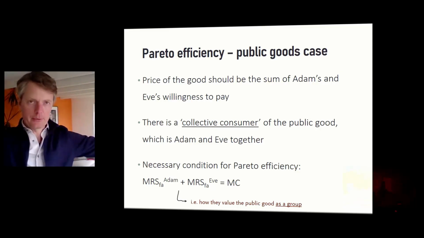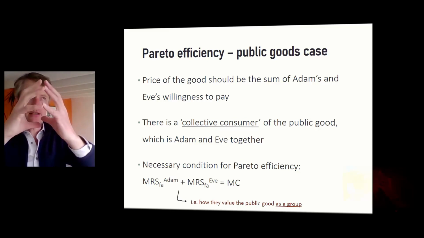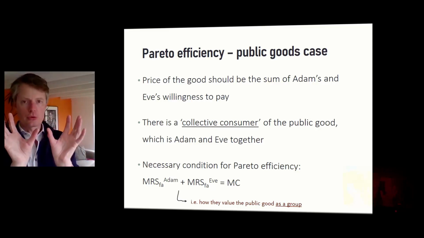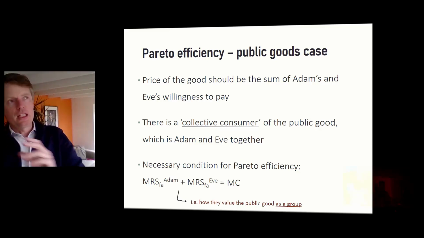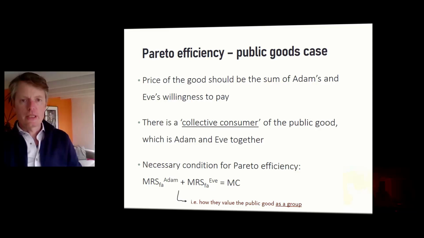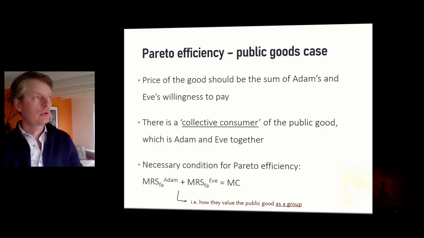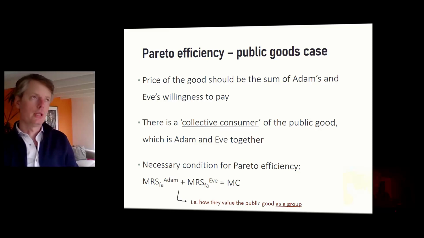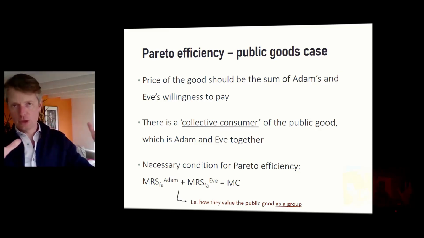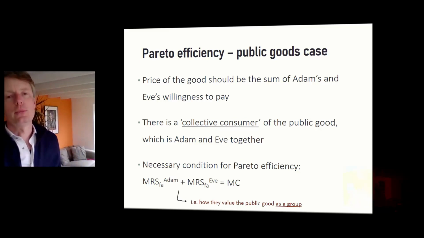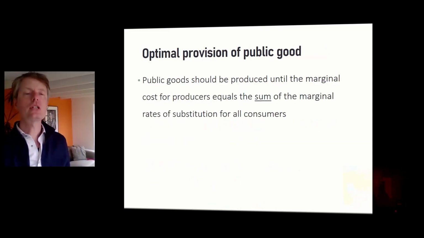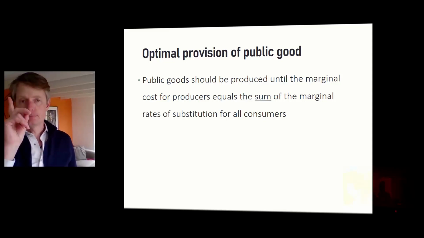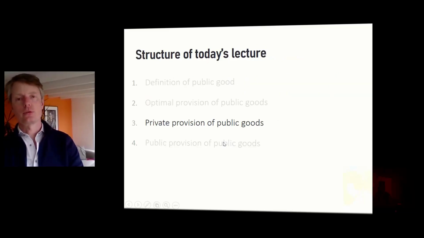Right? We hacked the marginal benefit curve into pieces, but now we have to bring it together again. So we have those separate individuals, Adam and Eve, but now we want to add them so that we know collective demand. So that also means that we no longer set the marginal rate of substitution of any individual equal to the marginal cost, but we sum the marginal rates of substitution of those individuals and set that equal to the marginal cost. So that's the necessary condition for per-unit efficiency, i.e. the optimal provision of public goods: they should be produced until the marginal costs for producers equal the sum of the marginal rates of substitution for all consumers.